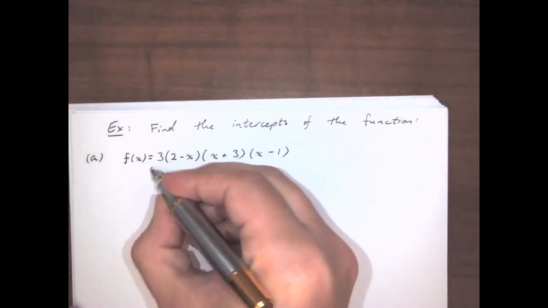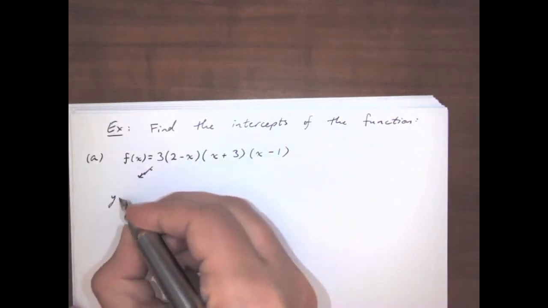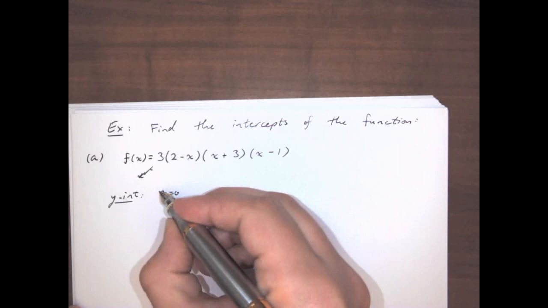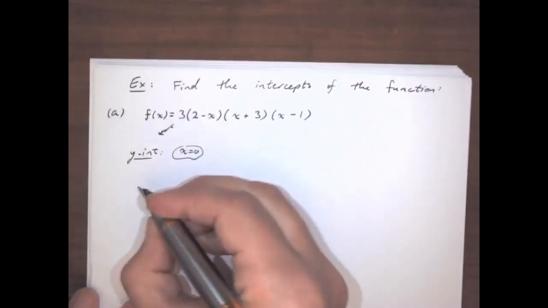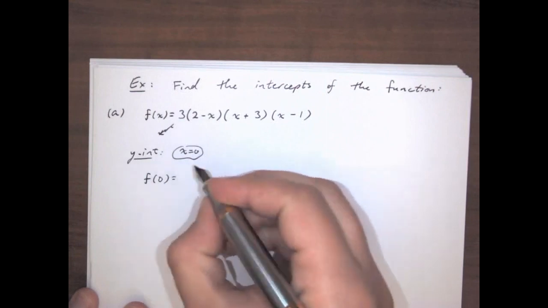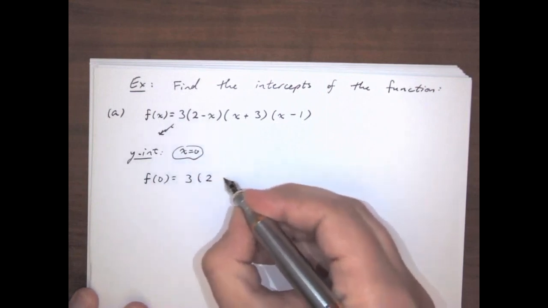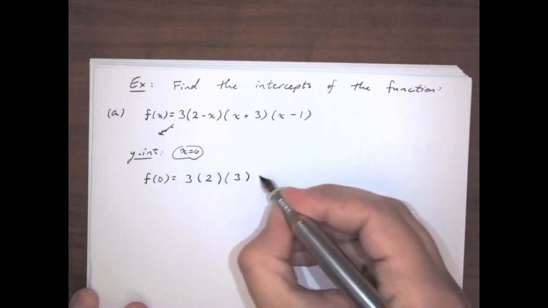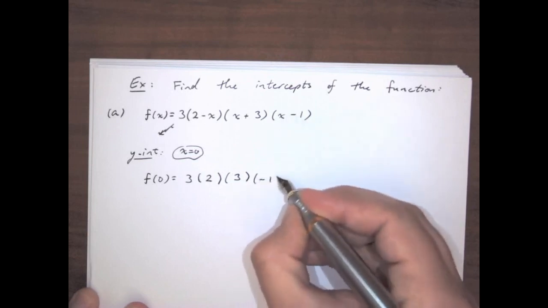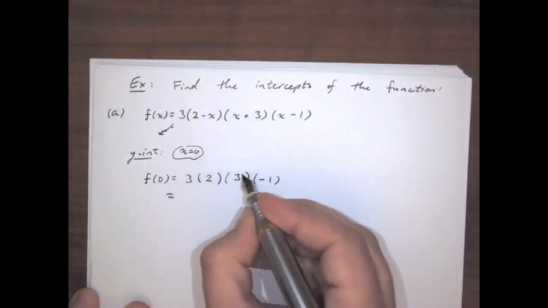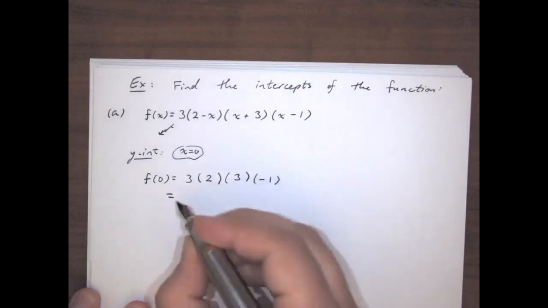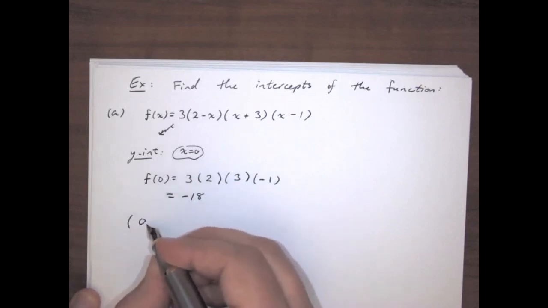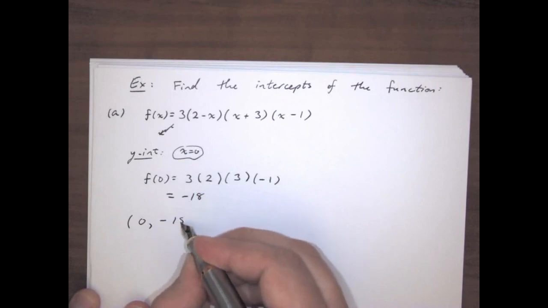So here, let's start by finding the y-intercept. Y-intercept you get when you plug in x equals 0. So f of 0. So you just put zeros in wherever there was an x. So 2 minus 0, 0 plus 3, 0 minus 1. And that's going to equal 3 times 2 times 3 is going to be 18 times negative 1 is negative 18. So that's going to be a y-intercept with an x-coordinate of 0, a y-coordinate of negative 18.